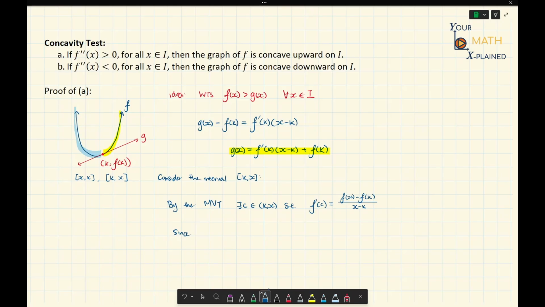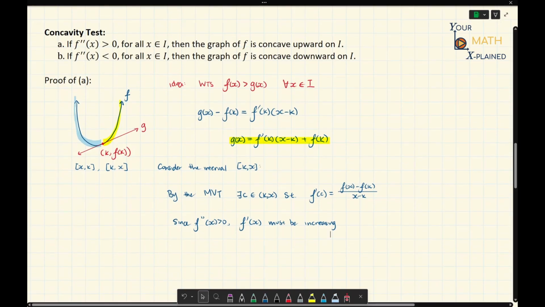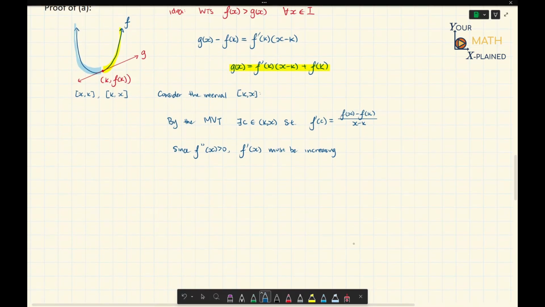Now, since we know that f double prime of x is greater than 0, that means f prime of x must be increasing. And this is the increasing test that we had just proved above, because f double prime of x is just the derivative of f prime of x. So if f prime of x is increasing, then that means f prime of c is greater than f prime of k. And this is because c is greater than k.